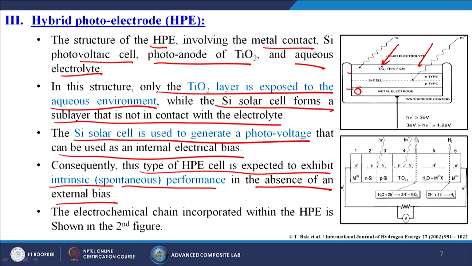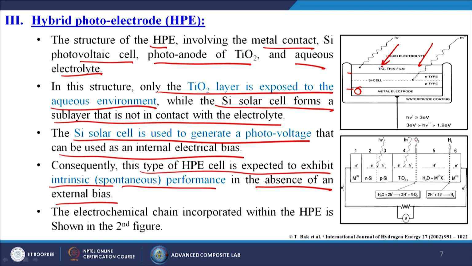So, in this case what happened? The electrochemical cell we are putting over there, this is the whole structure. I have the metal electrode, then n-type silicon, then p-type silicon, then titanium dioxide, and then the liquid electrolyte. In this particular case, water plus 2H+ forms 2H+ plus half O2.